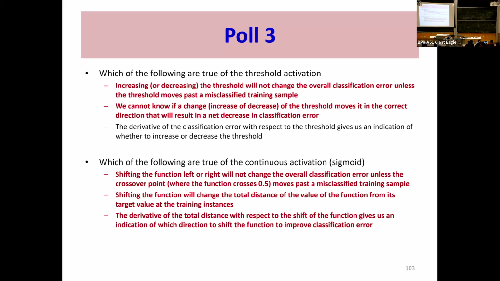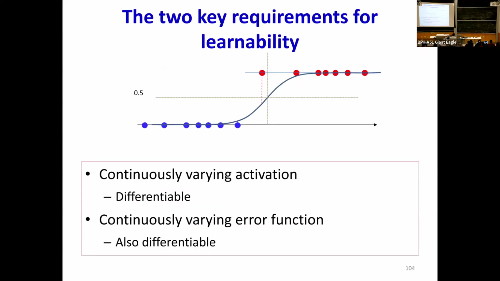Whereas if I use a sigmoid activation, firstly, the actual count of errors will only change when the 0.5 point goes past a misclassified instance. Nevertheless, the total distance of the value of the function from its target value will change as you move the function left and right. And this gives you a non-zero derivative. If I look at this total distance, this has a non-zero derivative with respect to perturbation of the parameters. And that helps us figure out how to change things.